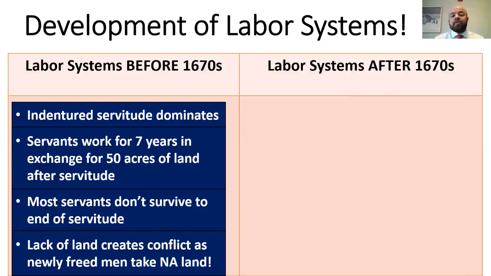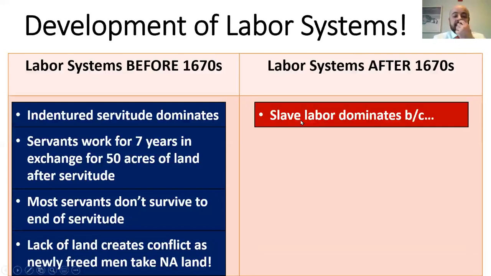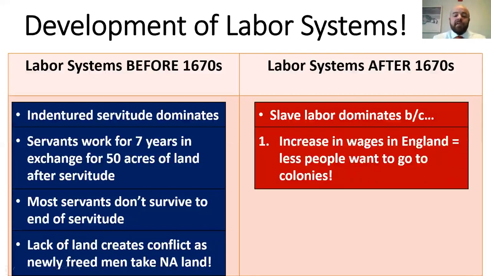The turning point comes with Bacon's Rebellion, but we'll talk about that a little bit later in the lesson. So after the 1670s, here's what labor systems look like. Slave labor dominates after the 1670s for a few reasons. Reason number one, there's an increase in wages in England, which makes immigrating to the colonies seem less and less attractive to people. So less people want to come to the colonies.